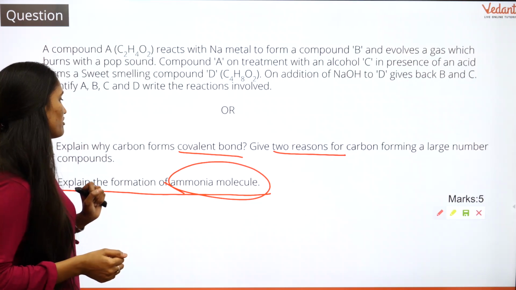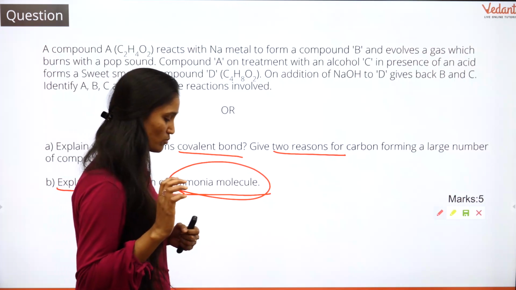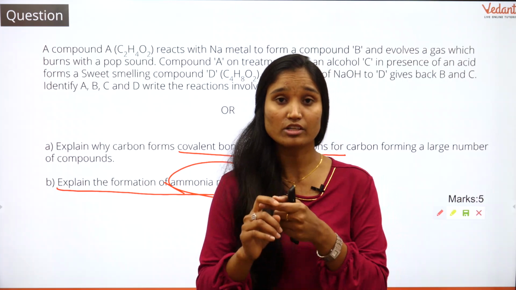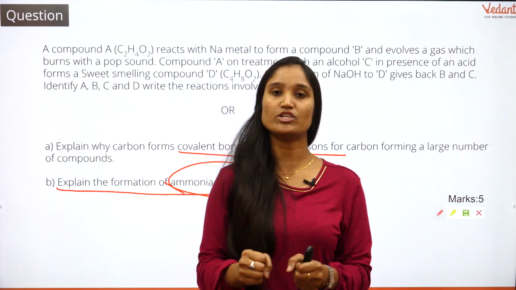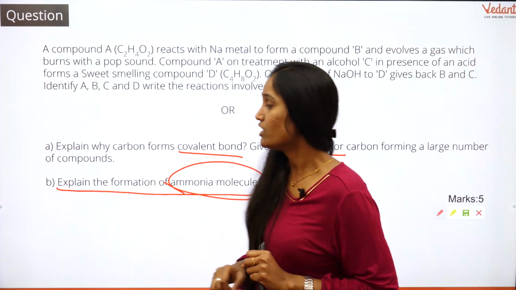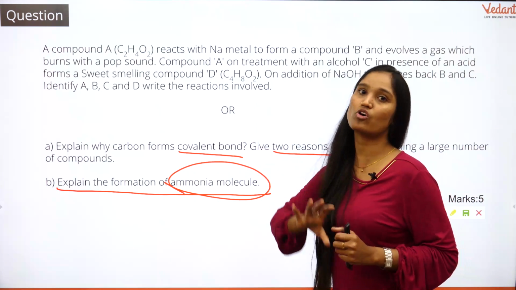So let us begin with the first part, why carbon forms covalent bonds. First of all, what is a covalent bond? A bond which is formed due to mutual or equal sharing of electrons is called a covalent bond. Correct? And now, why is carbon forming covalent bonds?